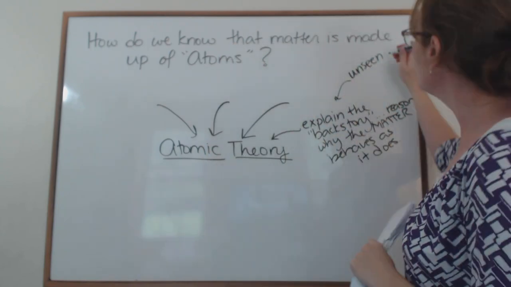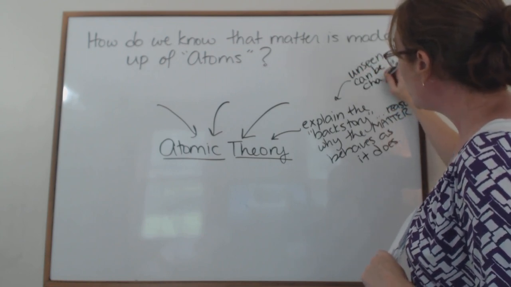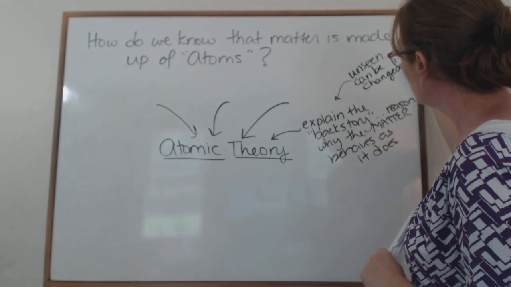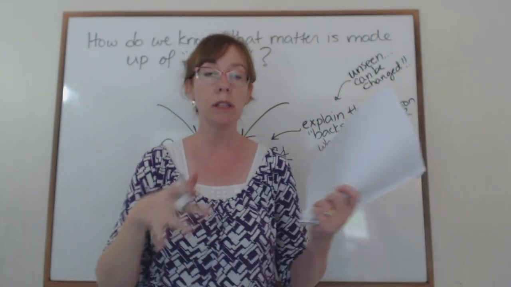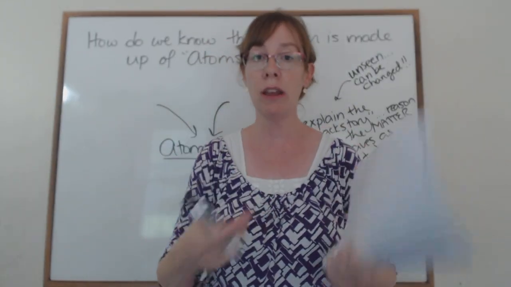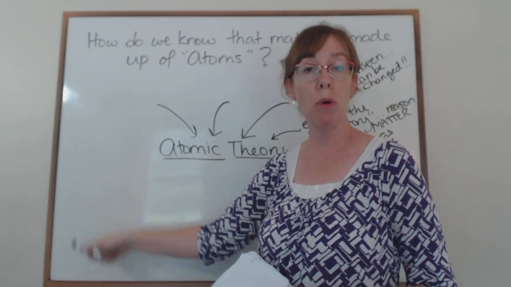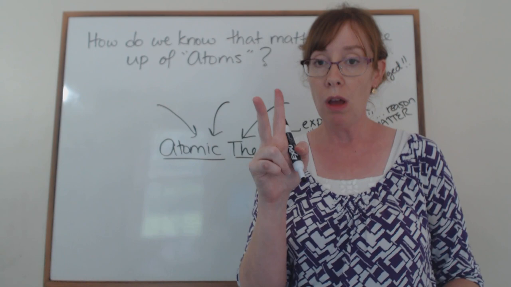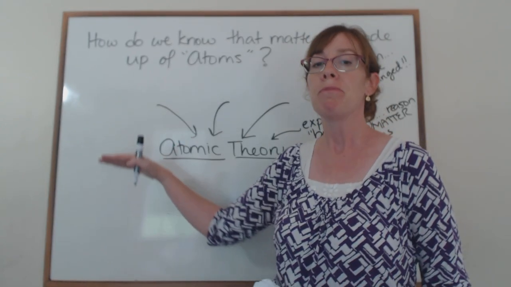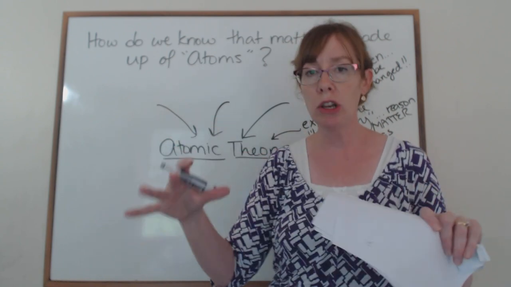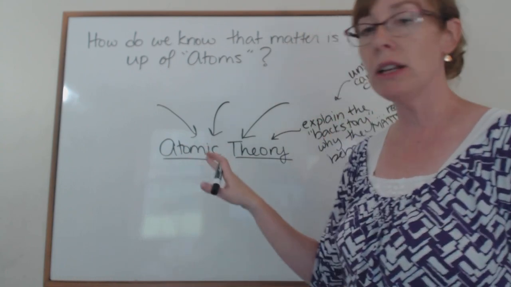So it's an unseen thing, which is why theories can be changed when new data, new experiments are brought to the attention of the scientific community. So theories are always under modification. And actually, atomic theory has 4 points. I'm going to list them on the board. Two of them turned out to be a little bit untrue, or at least had caveats to them. So this is a good example of how theories can be constantly changed when new laws are discovered or new experiments are done. So let's go ahead and talk about atomic theory.